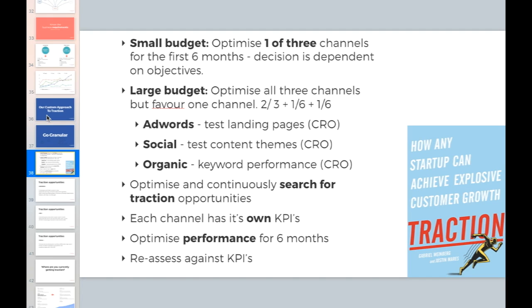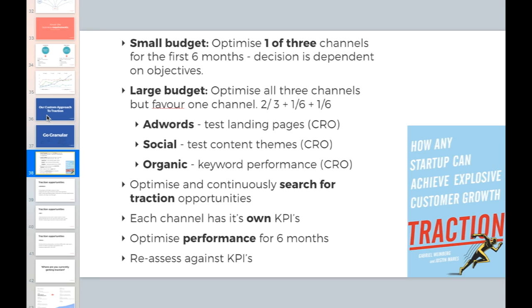If you have a large budget, then you could use all three channels, but we would recommend that you favor one channel. In terms of budget spread, you would look at 2/3, 1/6, 1/6. So put 2/3 of the budget to a specific channel, 1/6 of that budget to another channel, and the other 1/6 to the third channel. The three channels we would look at, and this excludes email, would be AdWords, then social media or organic.